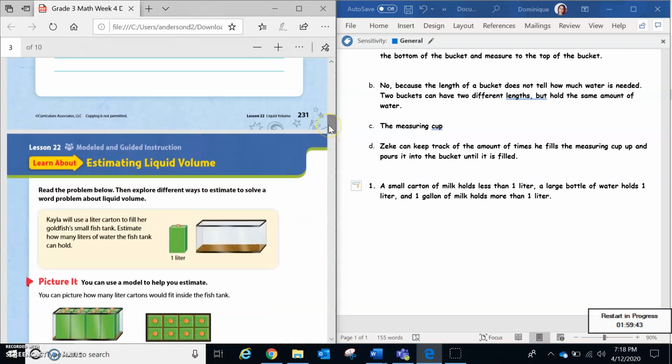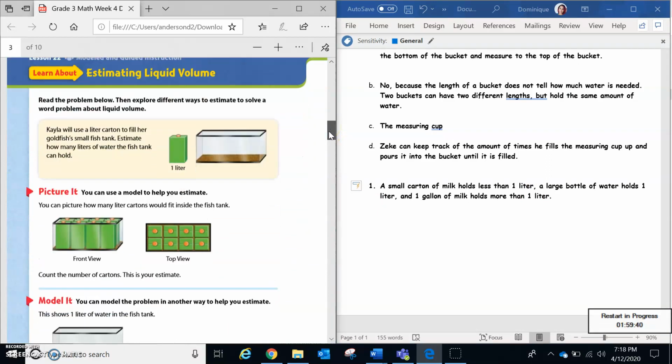All right, we are almost done, guys. Good job. All right, estimating liquid volumes. Now we're going to talk about estimation. Remember, estimating is making an educated guess. We want to get as close as possible. Think about rounding. That's another form of estimating.